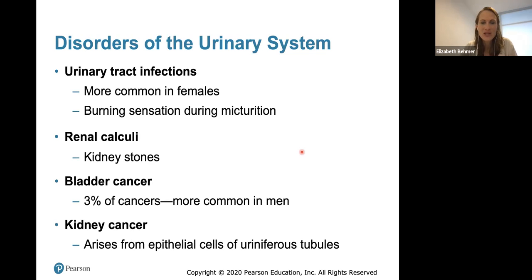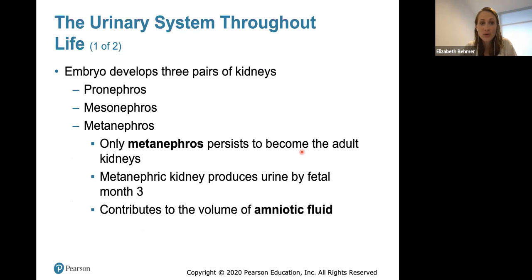Some disorders of the urinary system: urinary tract infections are more common in females, and that's just because the urethra is shorter in females, so it's easier for infections to get into the bladder. There's a burning sensation with micturition or urinating, not pleasant. Renal calculi or kidney stones, and bladder cancer, about 3% of cancers, a little more common in men, and kidney cancer can arise from epithelial cells of the uriniferous tubules.